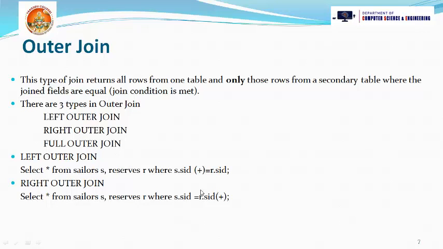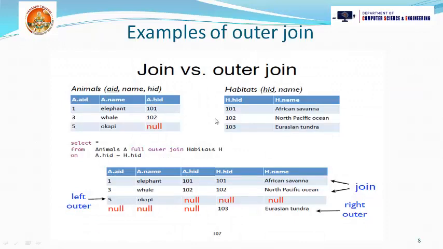Here we have two tables, animals and habitats. HID is a common column in these two tables. We are applying the join condition, equating the common column A.HID equal to H.HID. In inner join, we will get only the records satisfying the condition. The HID value in the first record is compared with the HID column value in the second table. Here 101 is compared with 101, and it satisfies the condition. So we will get this record in the result.